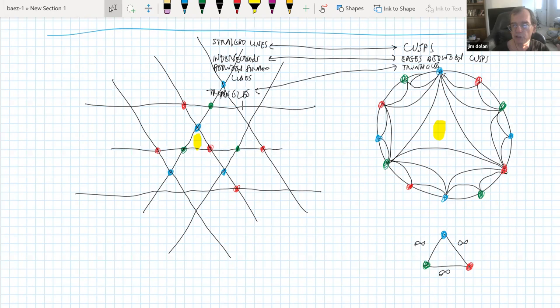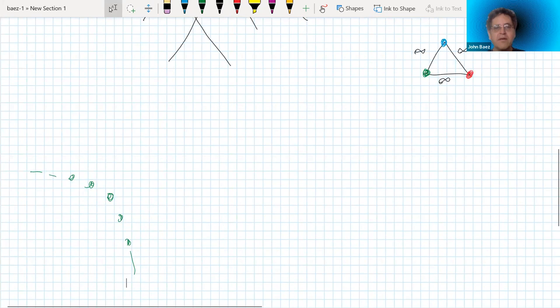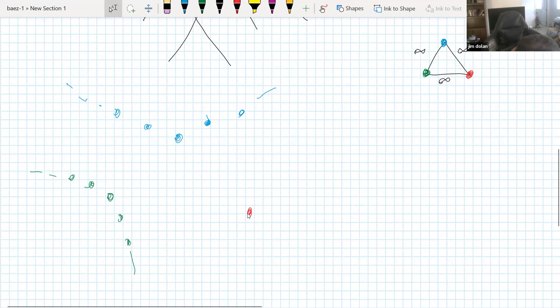I mean, what it ends up looking like is you have a bunch of green vertexes, an infinite sequence of green vertexes. You have an infinite sequence of blue vertexes. Sorry, that's supposed to be blue. And you have an infinite sequence of red vertexes. And then there's your favorite triangle in the middle, like that or something like that.